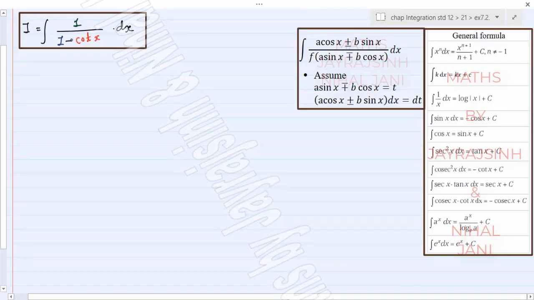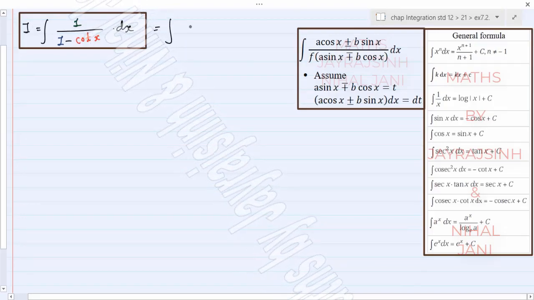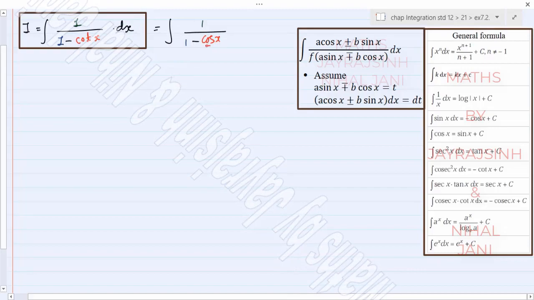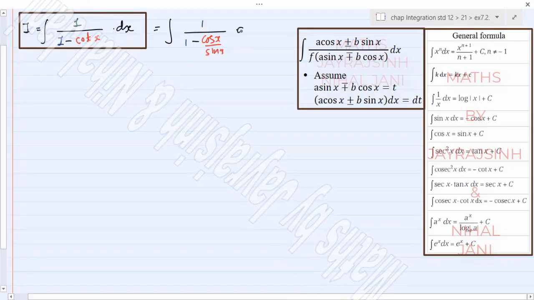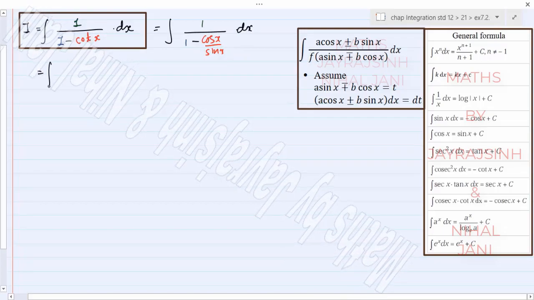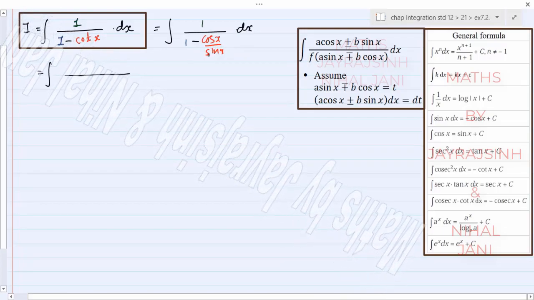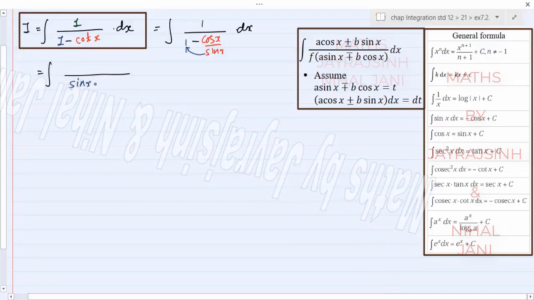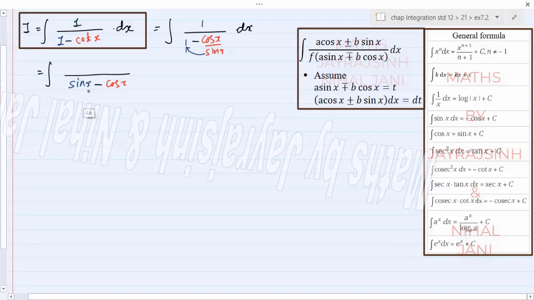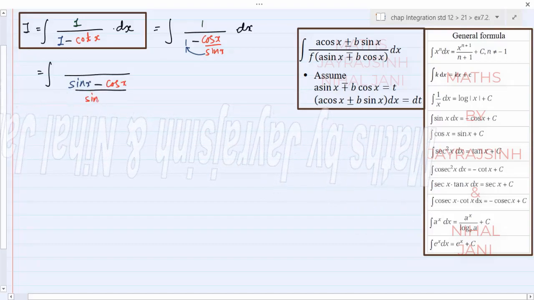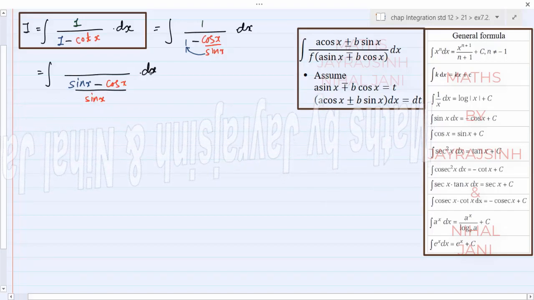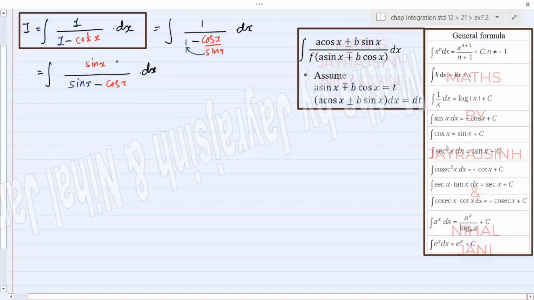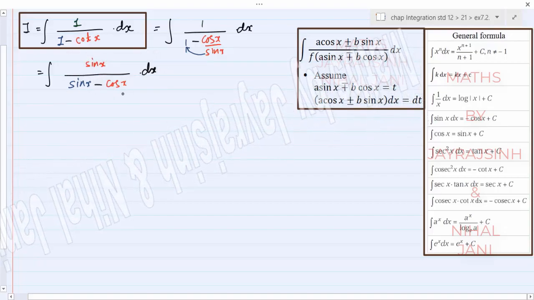Here we have to integrate 1 upon 1 minus cot x, or we can say we have to integrate 1 upon 1 minus cos x upon sin x dx. So after taking LCM in the denominator, the sin x will multiply with 1, will give us sin x minus cos x upon sin x. But as we know, the denominator of the denominator will go in the numerator. So here we get sin x upon sin x minus cos x.